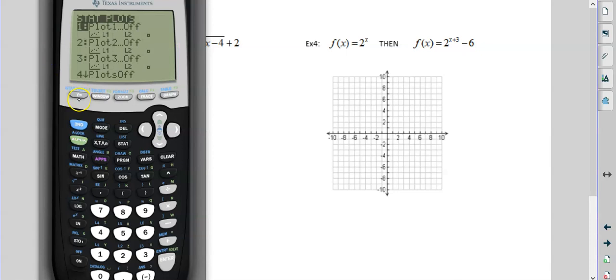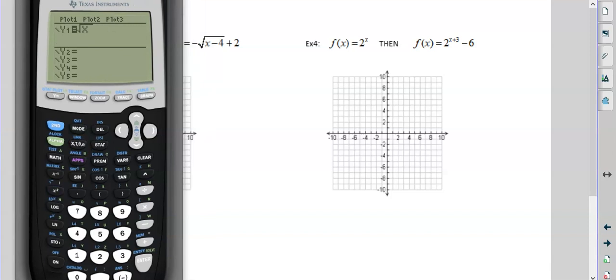So again, going to our y equals. Clear out what we have. And we have the square root, so second square root x. And then notice there's a little negative in front, so be careful with that. Negative second square root. Now x minus 4 goes underneath, and I have to arrow out to put the plus 2. Otherwise, it will combine those. So let's go ahead and graph this.